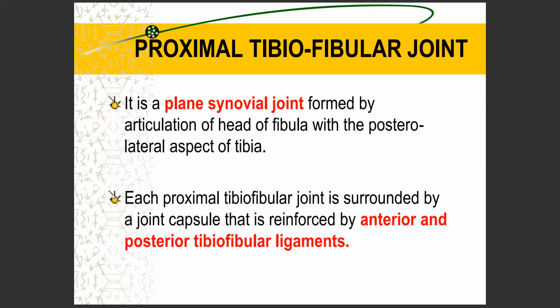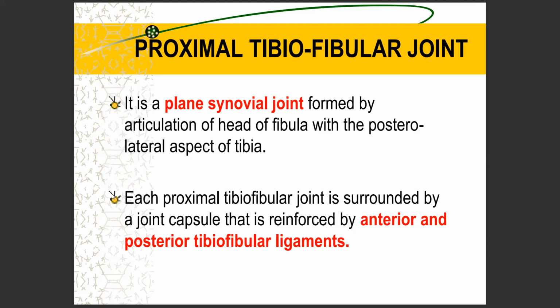This tibiofibular joint is not part of the knee complex. Though it is in the neighborhood of the knee joint, it lies outside of the knee joint capsule. That's why it is considered part of the ankle joint complex rather than the knee joint complex. This proximal tibiofibular joint is a plane synovial joint, which is formed by the articulation of the head of the fibula with the posterolateral aspect of the tibia.